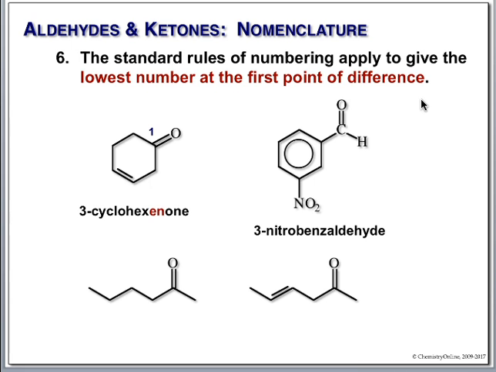1, 2, 3, 4, 5, 6 carbons. So this is a hex. It's a hexane, because there are no double bonds. And it's a hexanone. But we have to say where in the world this carbonyl is, and that's going to be in carbon 2. 2-hexanone.